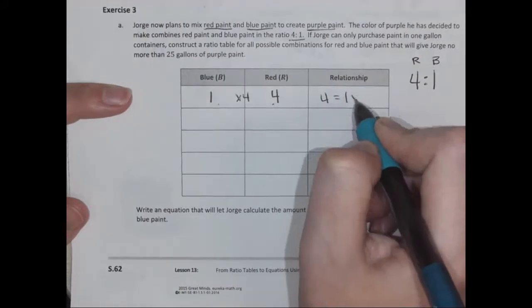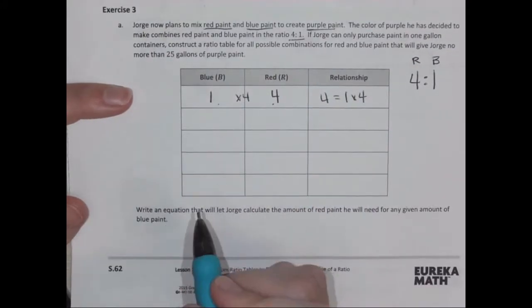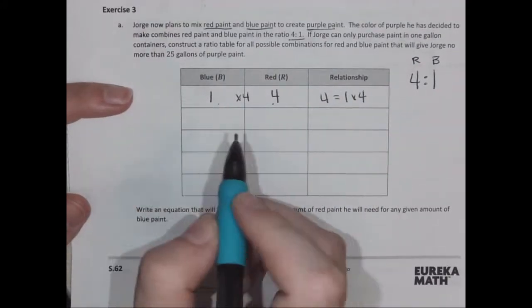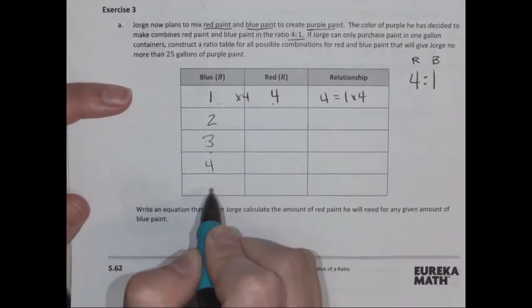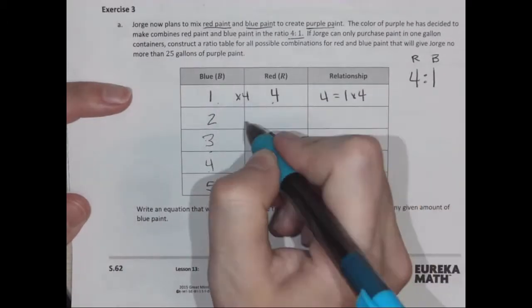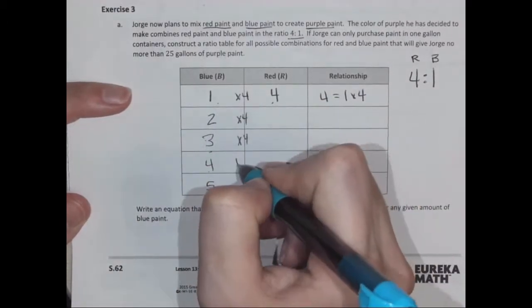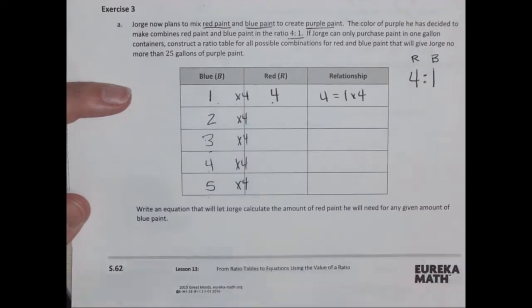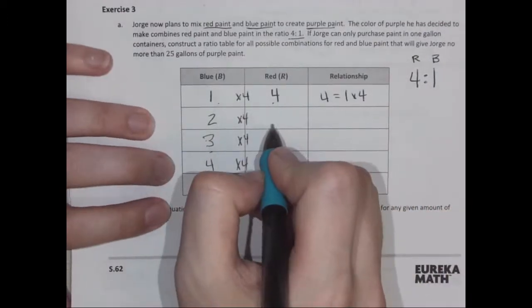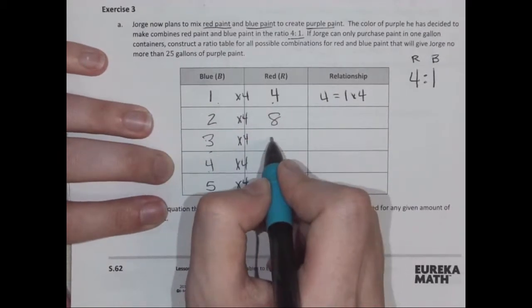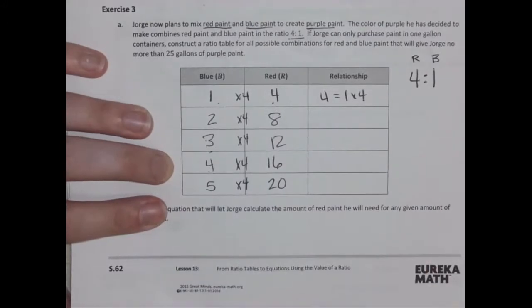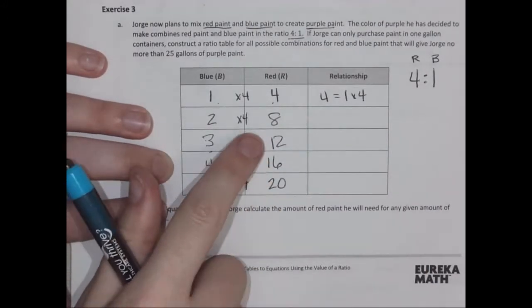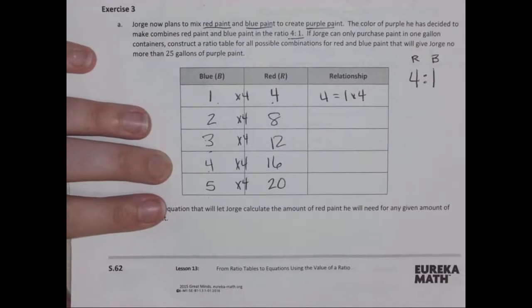4 is 1 times 4. Goes here. 8. Here? 2. 3, 4, 5. And for each of these gallons of blue paint, I'm going to multiply by 4 to figure out what? The gallons of red paint. So here, 8, 12, 16, 20. 20, right? We're not counting by 8s, we're counting by 4s.